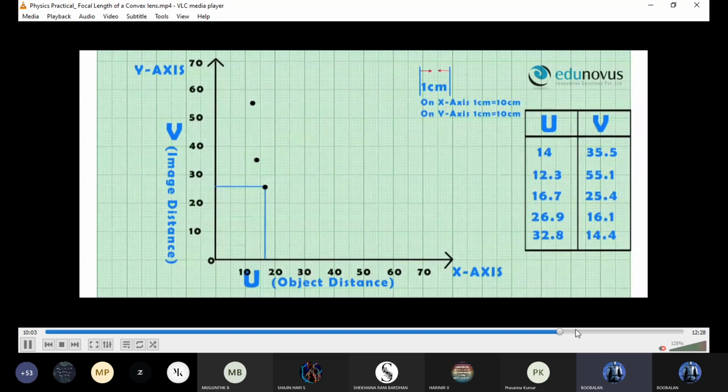So this is the graph of U and V. U is on the x-axis, in centimeters. V is on the y-axis, also in centimeters. Scale is very important. And using the protractor, find U and V by the graphical method.